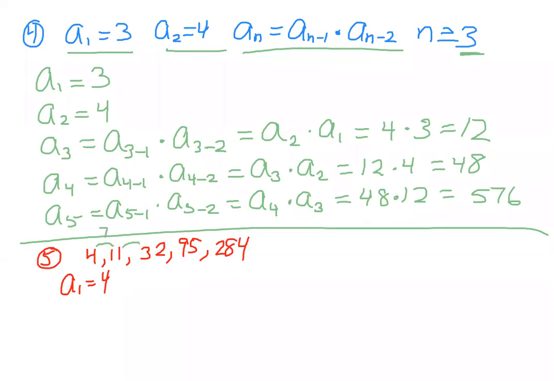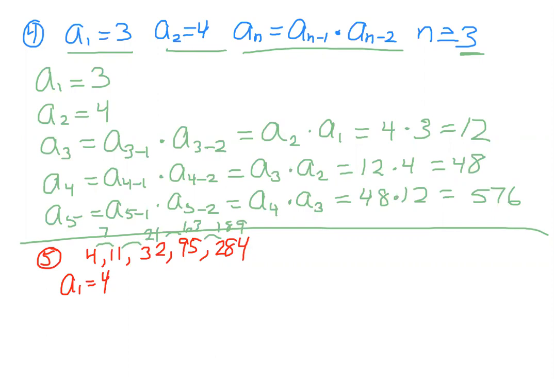What's the difference between this? That would be a 21. And then the difference between these, 95 minus 32 is 63. And these are 284 minus 95, and that's 189. So does that help us at all? Not too much, because it's not the same thing.